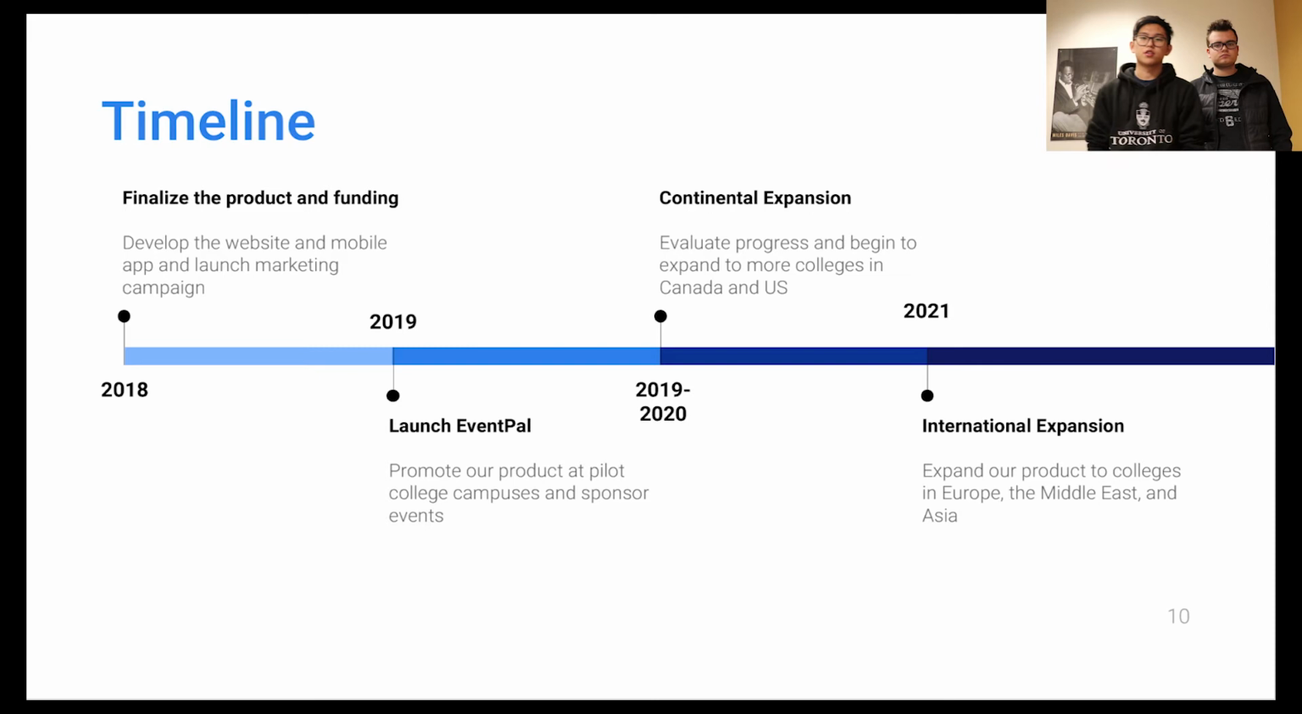At the end of that year, so at the end of 2019, beginning of 2020, we will evaluate our progress thus far and seek to expand into new and more colleges in North America, such as in Canada and in the United States. In 2021, we'll seek to expand internationally to other continents, such as Europe and the Middle East and Asia, or wherever our product may be needed. We'll evaluate this then.